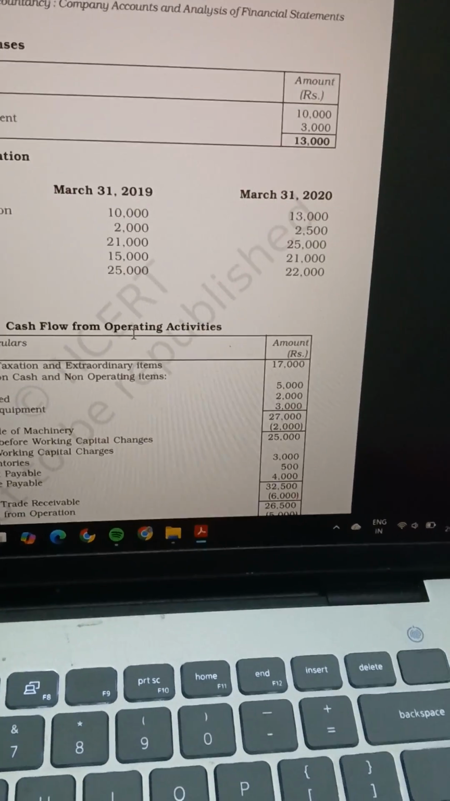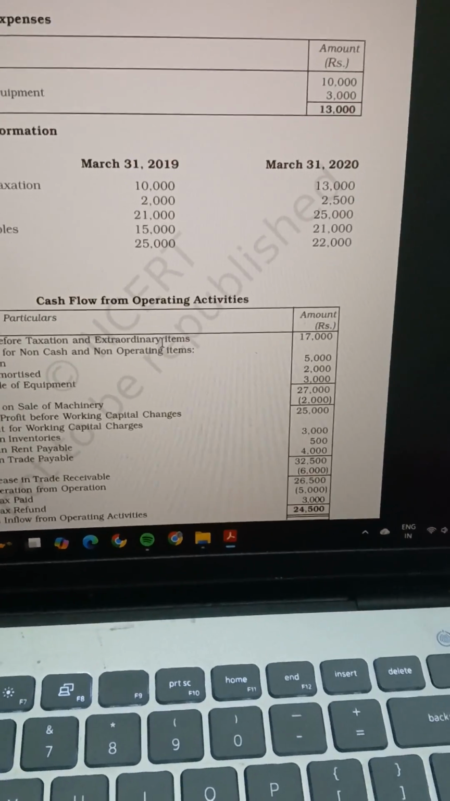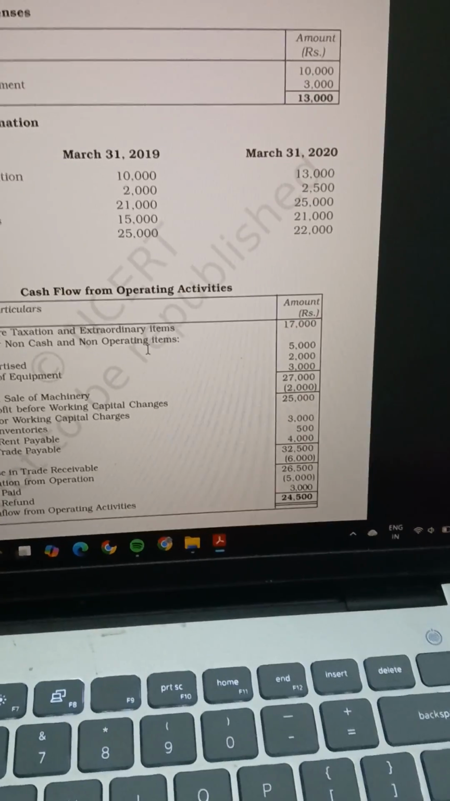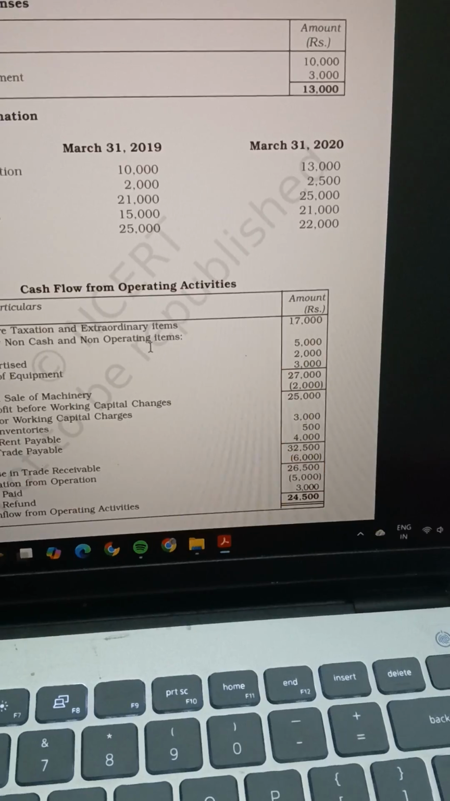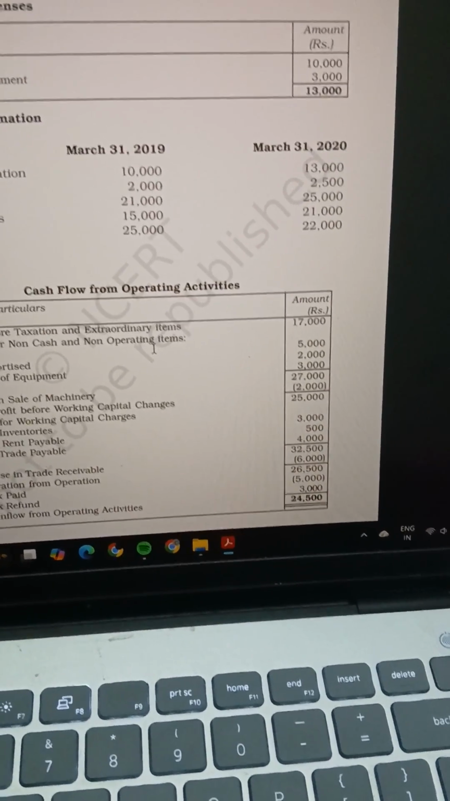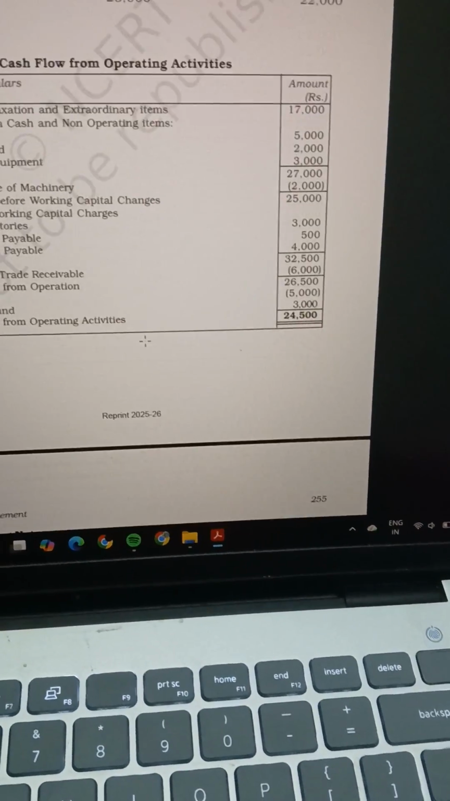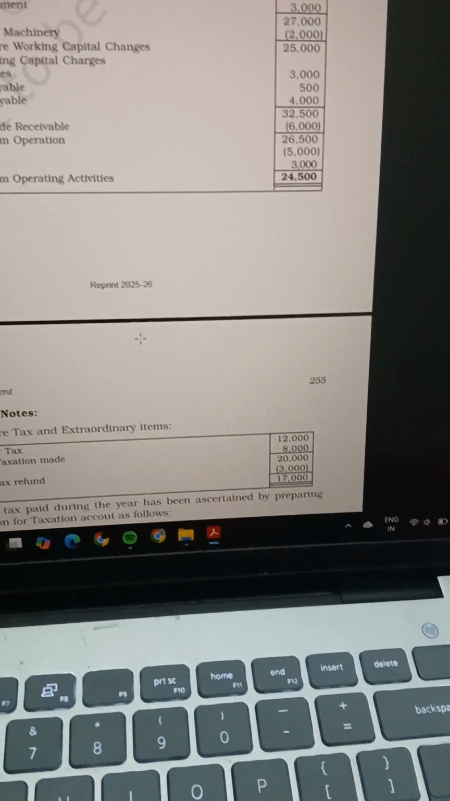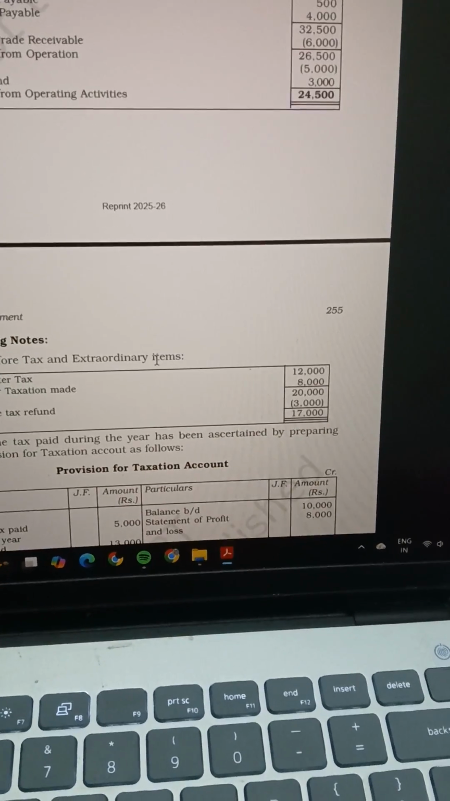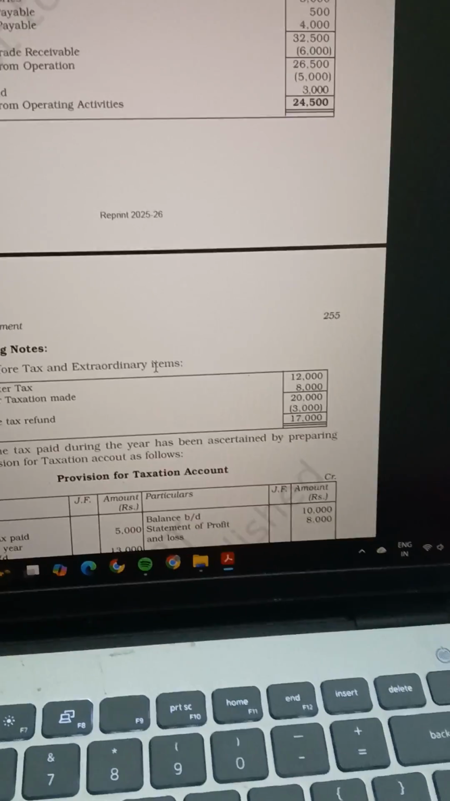So before preparing the cash flows from operating activities, you have to find out certain items. The first item coming under the cash flows from operating activities is net profit before taxation and extraordinary items that we have discussed in the previous class. So first of all, we have to find that one. We have to make a working note. Then we have to write a heading, net profit before tax and extraordinary items.